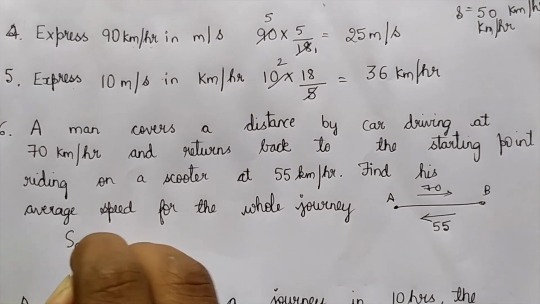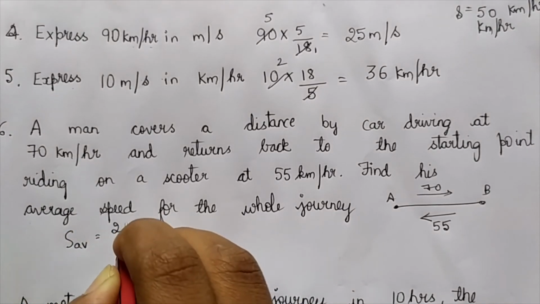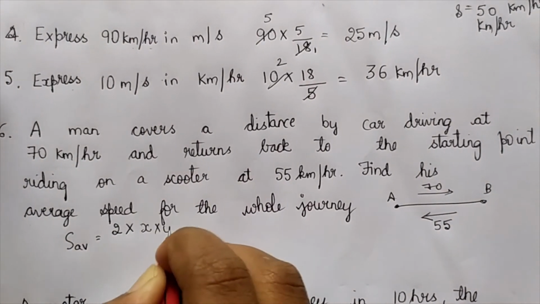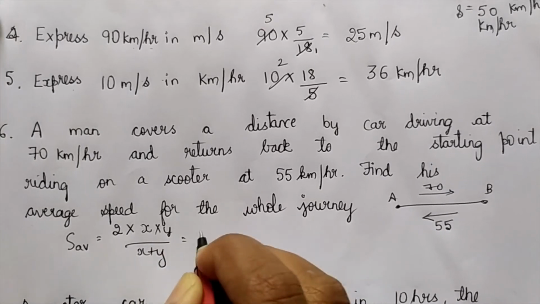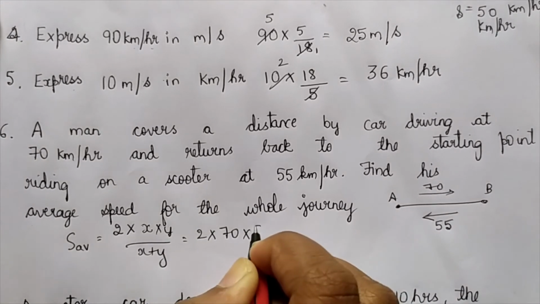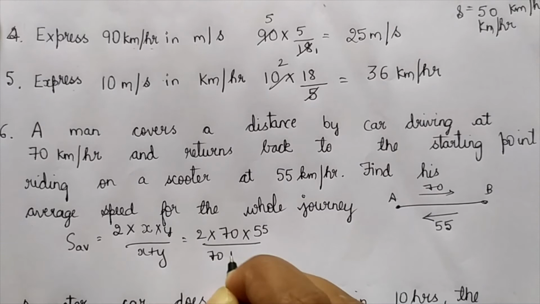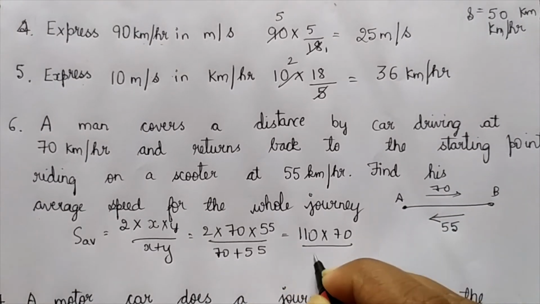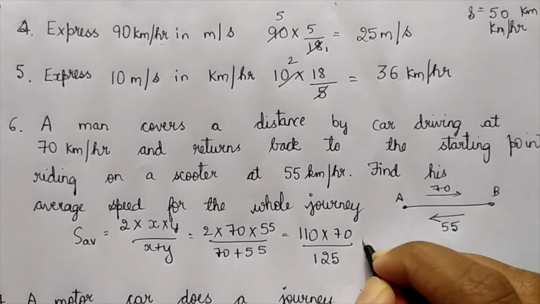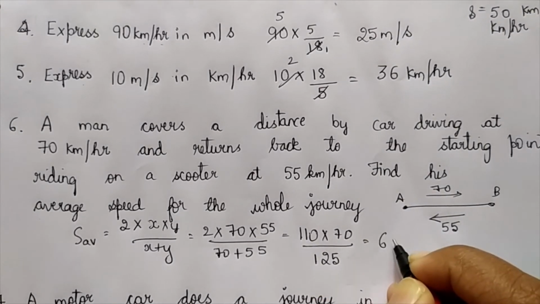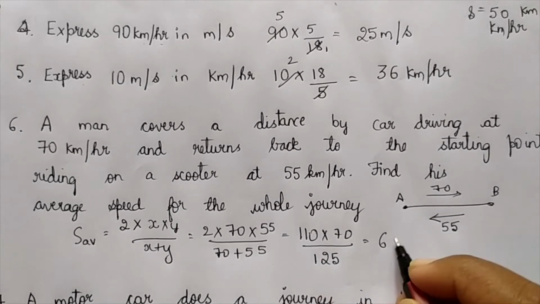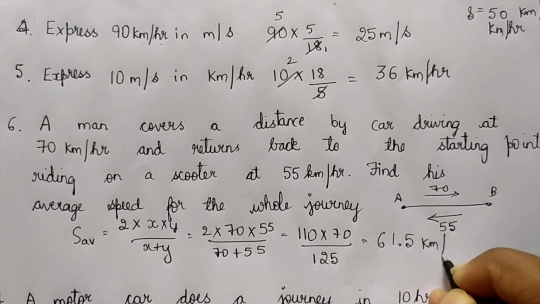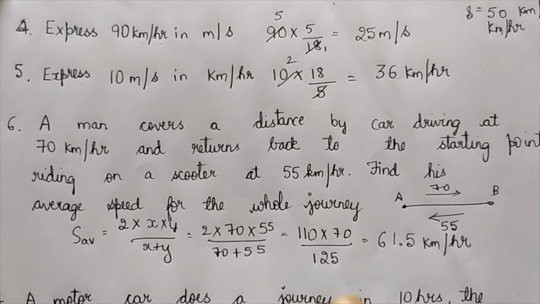Average speed equal to 2 times x into y by x plus y. 2 into 70 into 55 by 70 plus 55. 110 into 70 by 125. If I reduce this, I will get 61.5. This is the average speed. This is in kilometers per hour. You can cross check this answer.